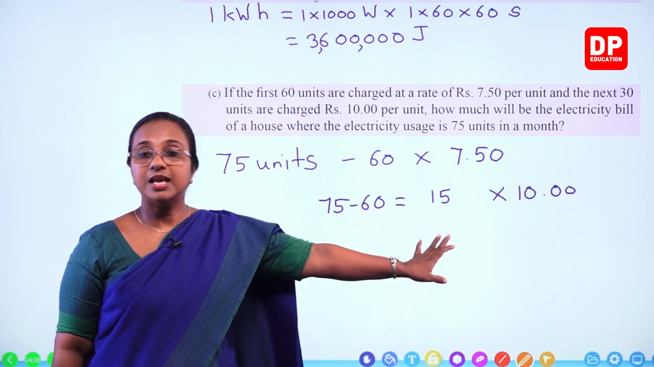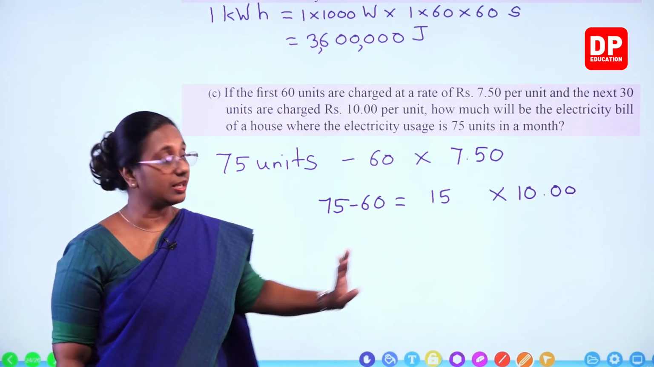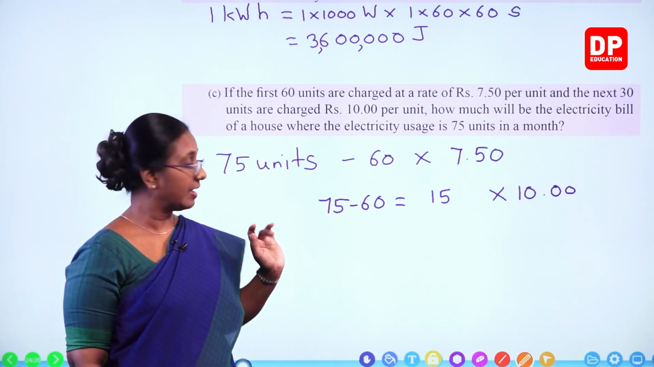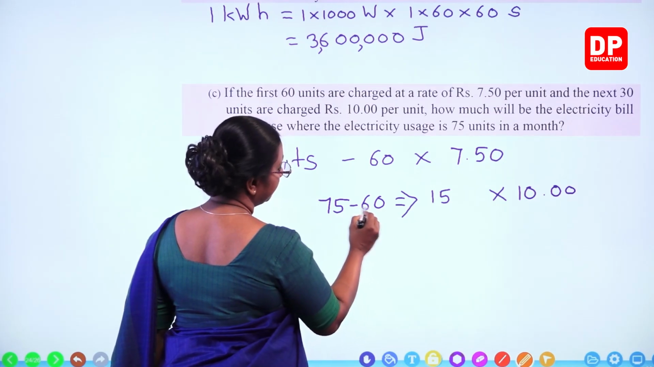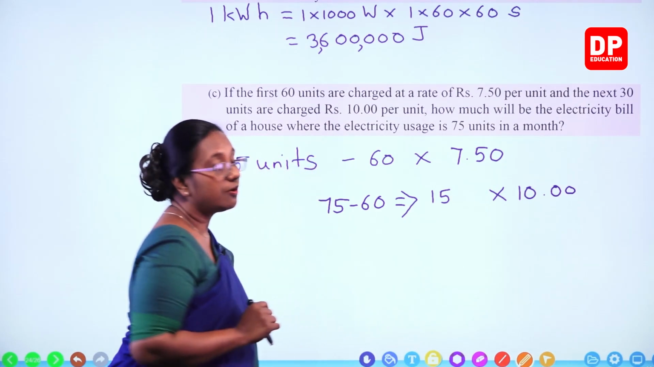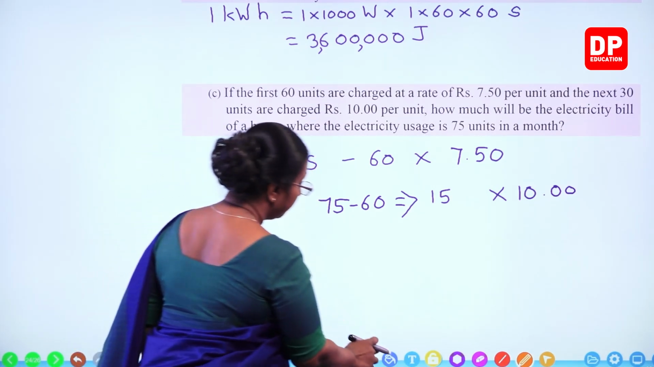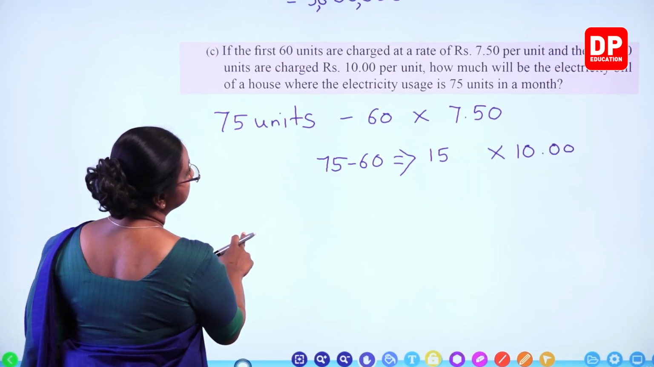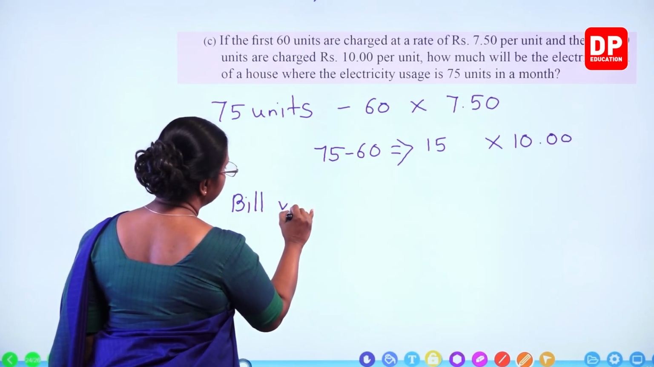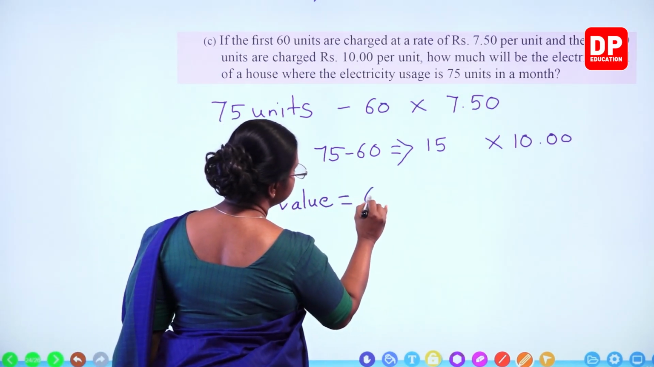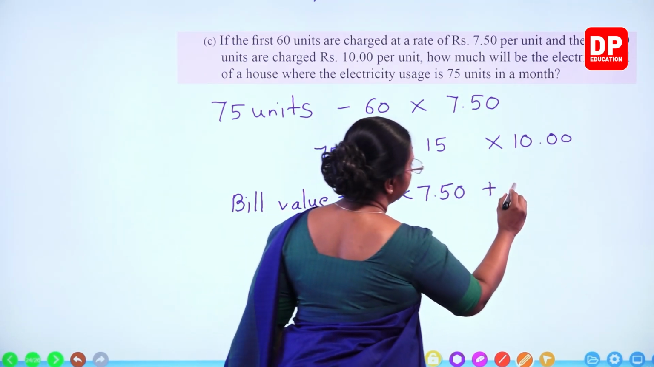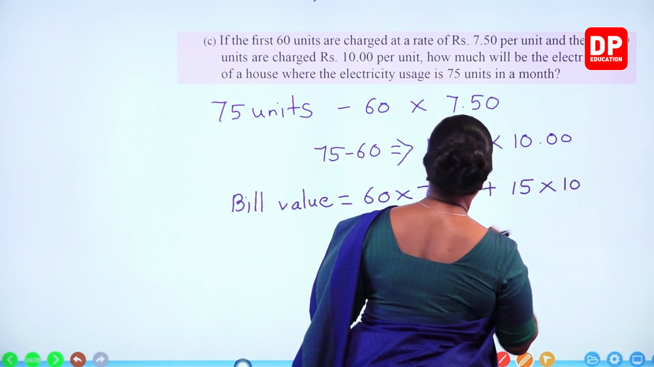This is just me writing and showing you all how we should do the calculation. Out of the 75 units, the first 60 at 7.5. Then when you subtract 60 from 75, 60 units are gone. The next 15 at the rate of 10 per unit. So the bill for the month, the bill value, is going to be 60 into 7.5 plus 15 into 10.